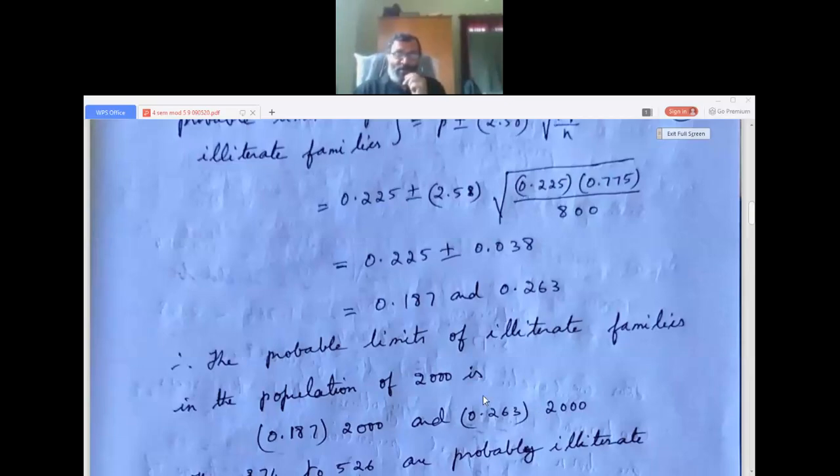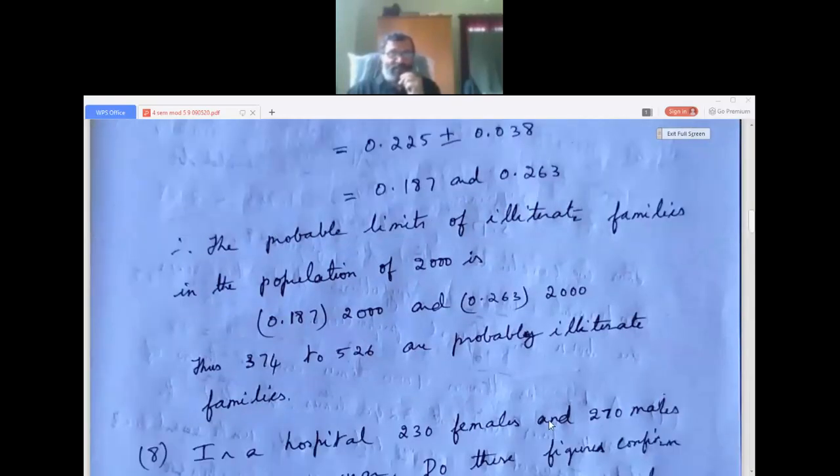Therefore, the probable limits of illiterate families in the population of 2000 is 0.187 into 2000 and 0.263 into 2000. That is, when you multiply this you will get 374 to 526 are probably illiterate families.